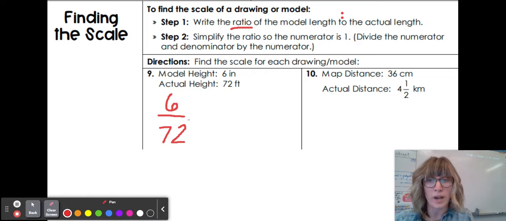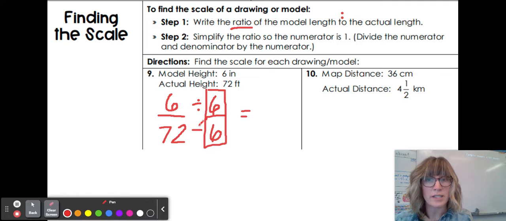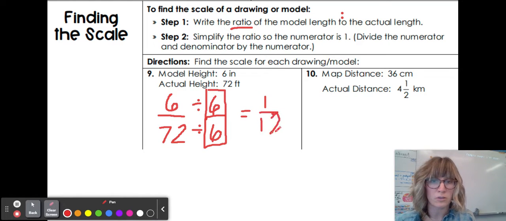Well, essentially, we're going to use division here, right? What can we do to both the top and the bottom so that we can turn the numerator into 1? Well, let's divide both by 6. 6 divided by 6 is 1, right? So we're essentially dividing by a 1 here. And to keep it equivalent, we have to do the same thing to the top and the bottom of our ratio. So as we divide, 6 divided by 6 is 1. 72 divided by 6 is 12.